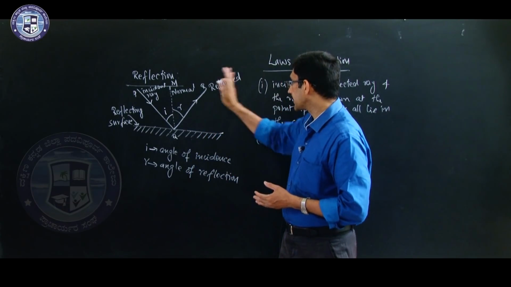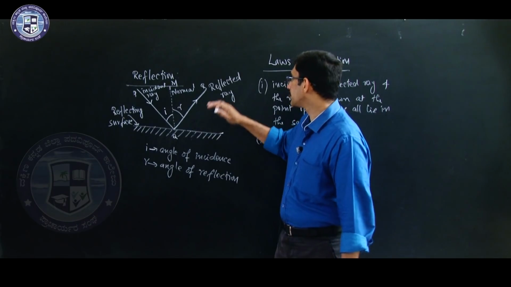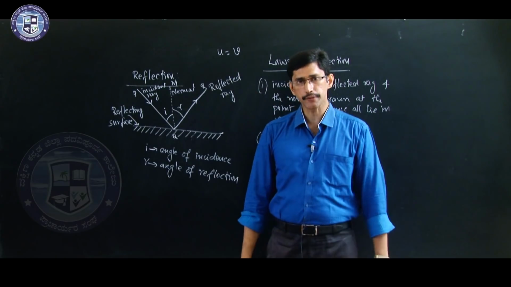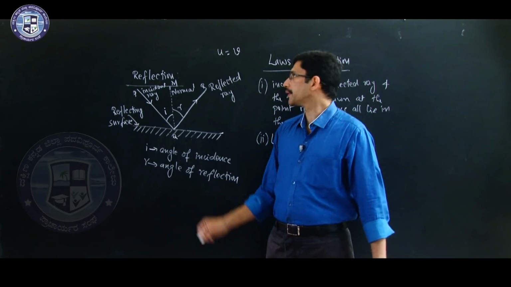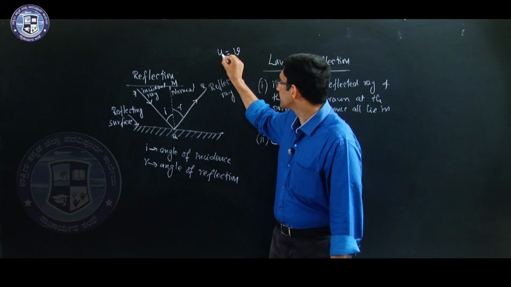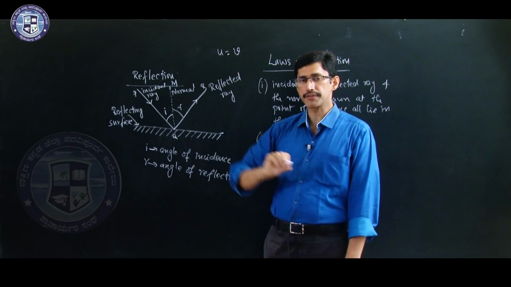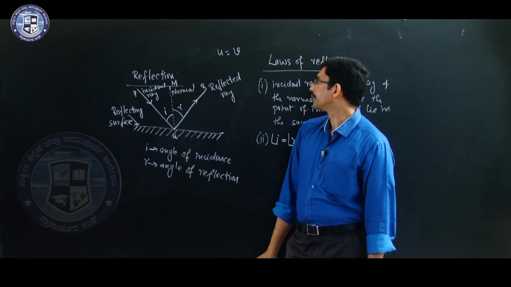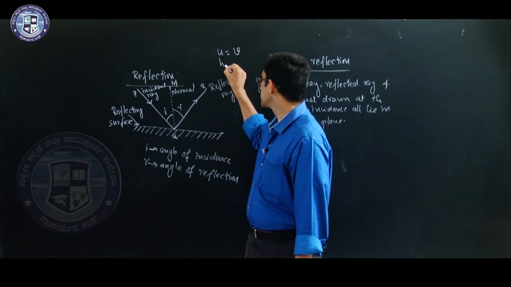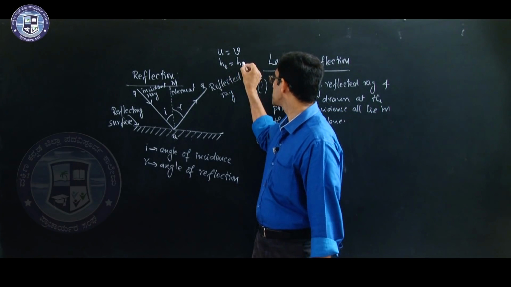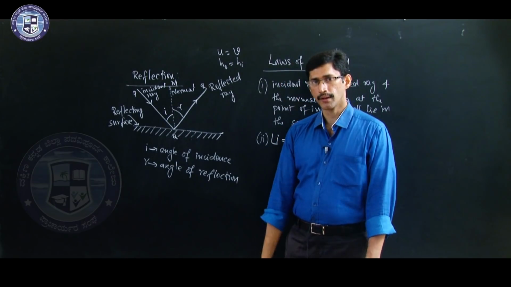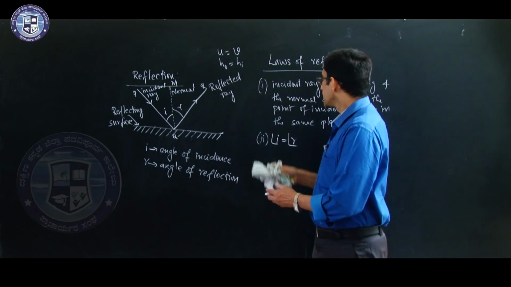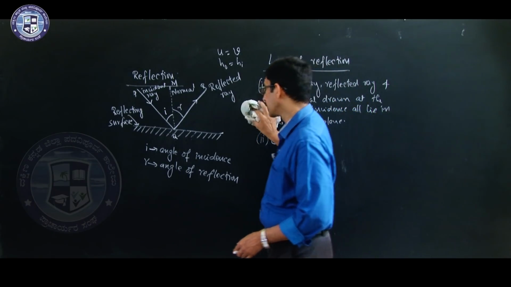So, when the reflection is taking place from the plane mirror, the object distance and the image distance are equal. If the object is at a distance of 1 meter, the image is at a distance of 1 meter. If the object is at a distance of 10 meters, the image is at a distance of 10 meters behind the plane mirror. Whatever the height of the object is, the height of the image will also be the same. If the height of the object is 1 meter, the image height is also 1 meter. So, that is about the reflection from the plane mirror.